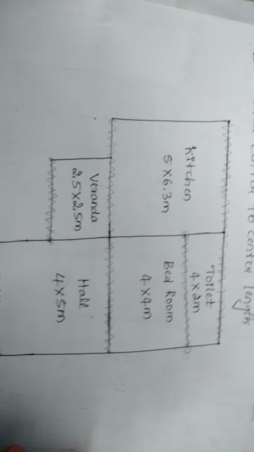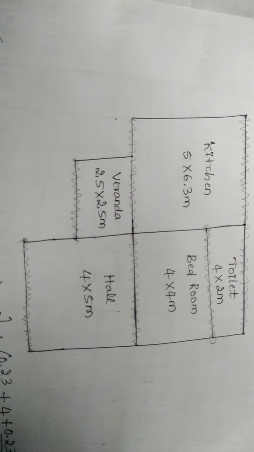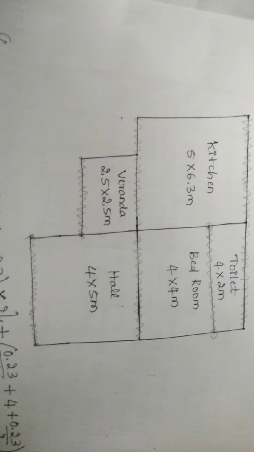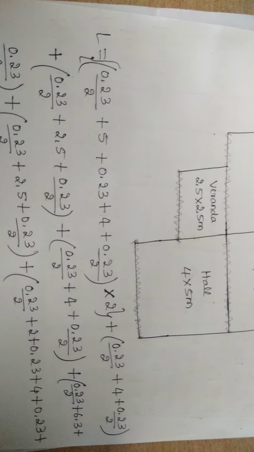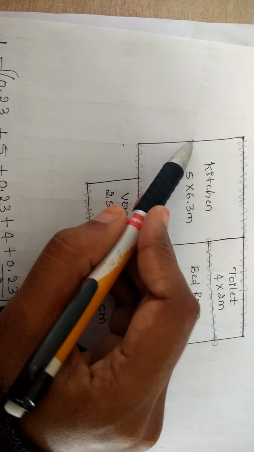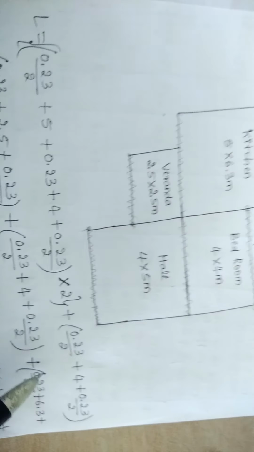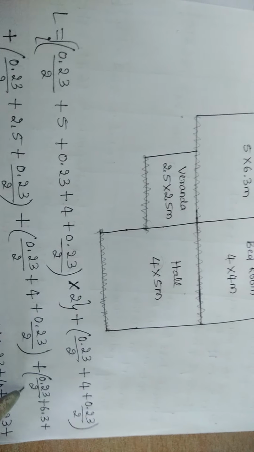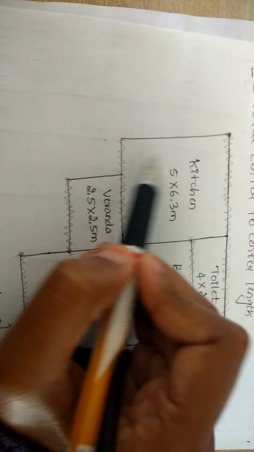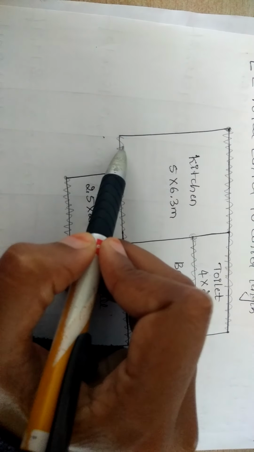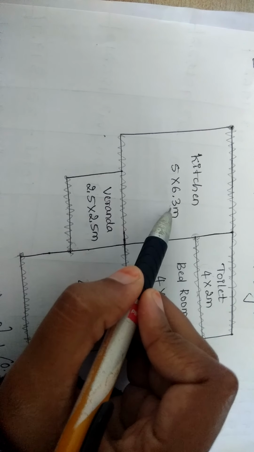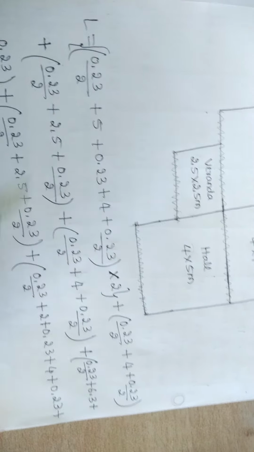All the horizontal walls are completed. So now we have to find the center to center length of the vertical walls. Here I will be considering the center to center length of the wall. The kitchen wall I will take first. For the kitchen wall, I will start with this corner. As this is the end, I will take half of the wall thickness, that is 0.23 by 2, plus now I will move in the downward direction, that means in the vertical direction. Here the second value represents the vertical value of the kitchen, that is 6.3 meter, 6.3 plus.